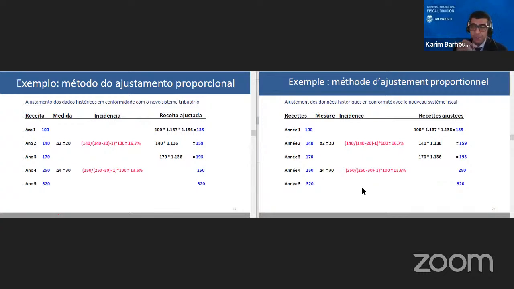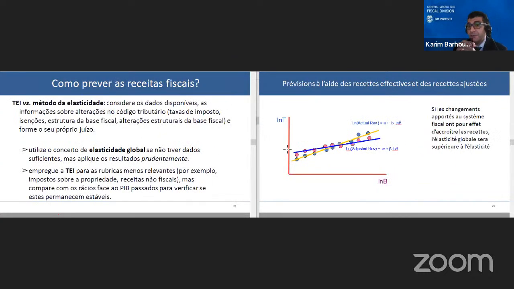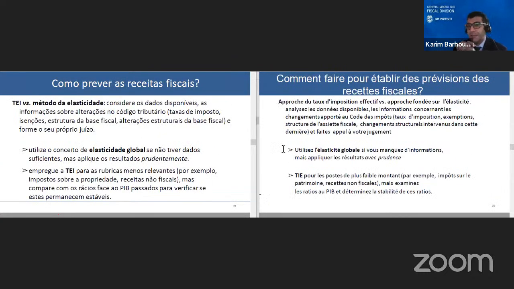So first of all, the elasticity approach can be valuable when the data are suggesting a nonlinear relationship or nonlinear response of revenue to the proxy of tax base, meaning that having an elasticity different from 1. If the elasticity is equal to 1, it's the same result as the effective tax rate.